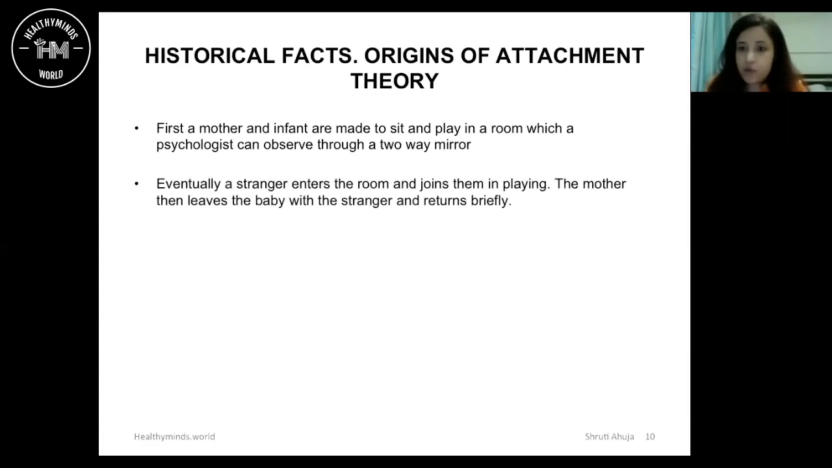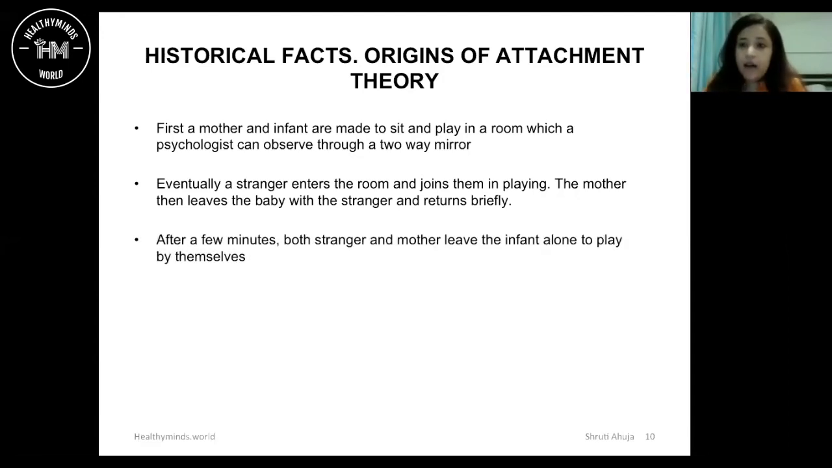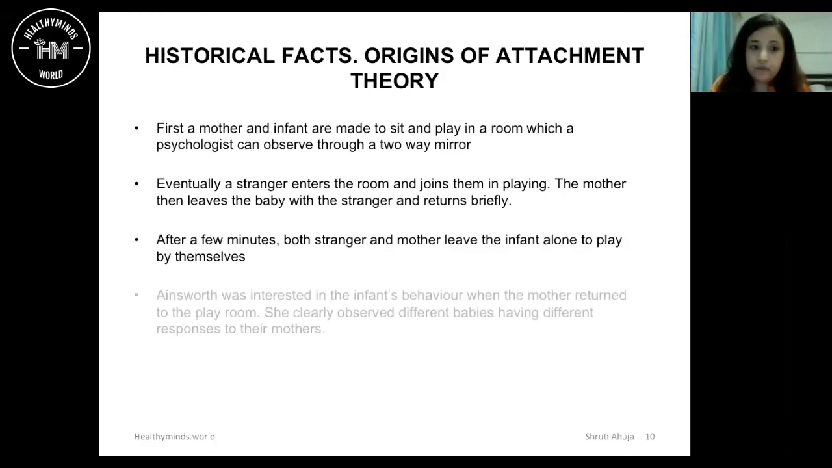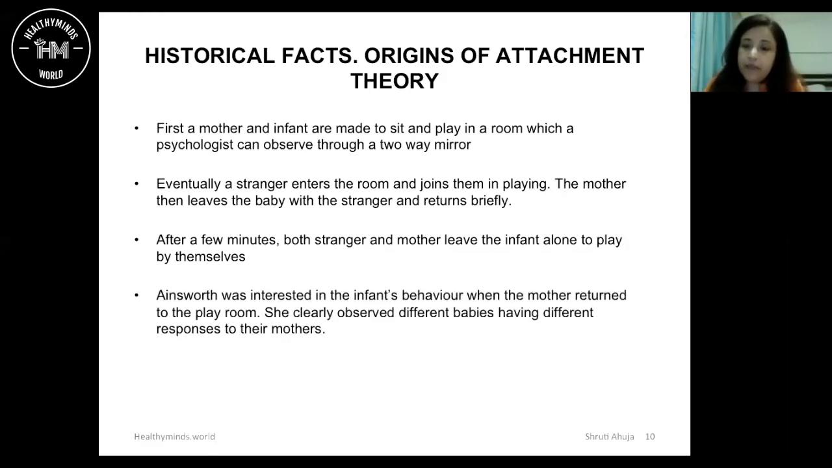Eventually, a strange person enters the room and starts to join the mother and child's play. Once the child and the stranger are a bit comfortable with each other, the mother leaves the baby with the stranger. After about 2 minutes, she comes back briefly. Then after a few minutes, both the stranger and the mother leave the infant alone to play. Then either the mother or the stranger comes back, depending on what you're studying. If you're studying the infant's behavior towards a strange person, the stranger comes back. If you're studying the infant's behavior towards the mother specifically, the mother comes back. Or you can have both come back at different periods to see if the child shows an automatic preference for just any human or their particular mother.